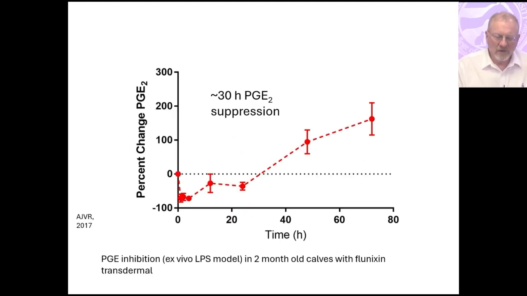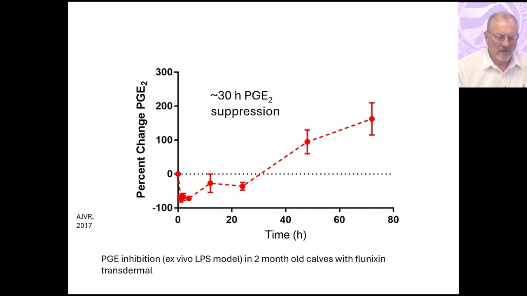Next slide is some more work by Dr. Kleinhans showing the prostaglandin E2 suppression. So this was prostaglandin E inhibition in an ex vivo lipopolysaccharide model in 2-month-old calves with flunixin transdermal. And again, their work showed well up there around 30 hours that they were suppressing prostaglandin E2 in an ex vivo test. So all the data suggests that you're good definitely for 24 hours, well out to that day and a half. And again, the data in the model from the European study would suggest 48 hours for that duration of activity.